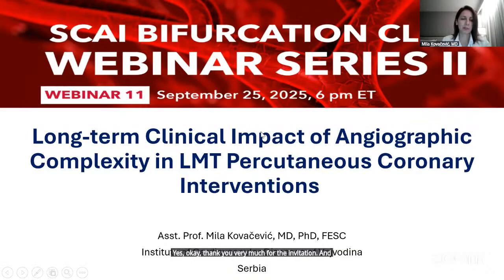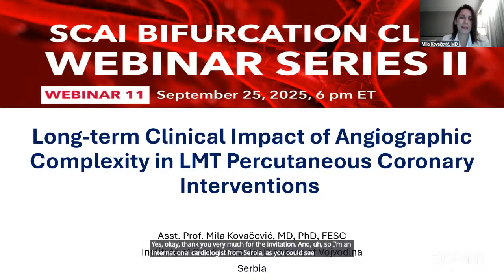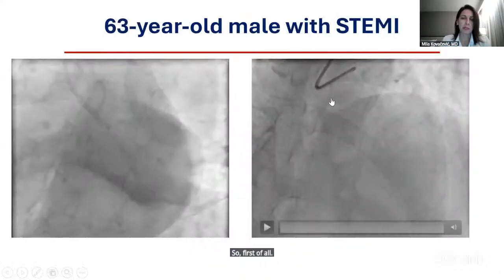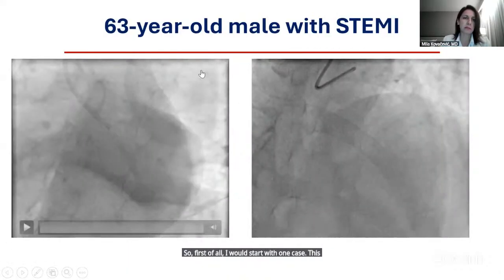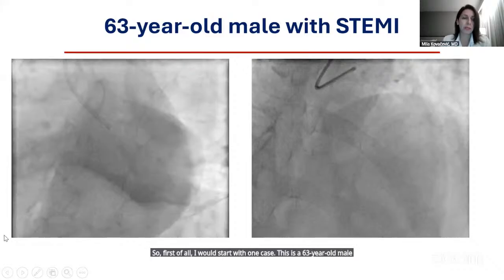Okay, thank you very much for the invitation. And so I'm an interventional cardiologist from Serbia, as you could see. And I will speak about long-term clinical impact of angiographic complexity in left main trifurcation PCI. So first of all, I would start with one case. This is a 63-year-old male patient with a STEMI.